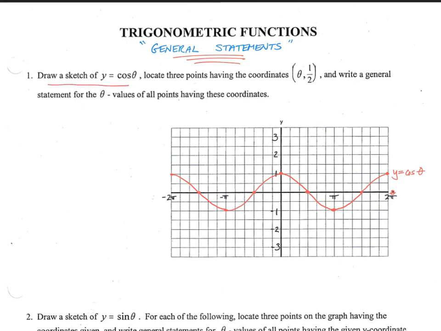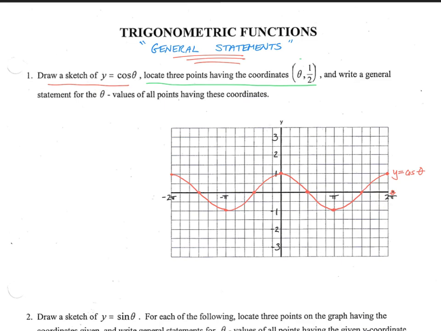And now what I'd like you to do is go through and deal with the second part of that instruction. Where I've said locate 3 points having the coordinates theta, 1/2, there are more than 3 points that have that. What I want you to do is just circle on your graph any 3 points that have the location some angle theta and a y value of 1/2. Okay, pause the video, go to it. Okay, and we should be back.